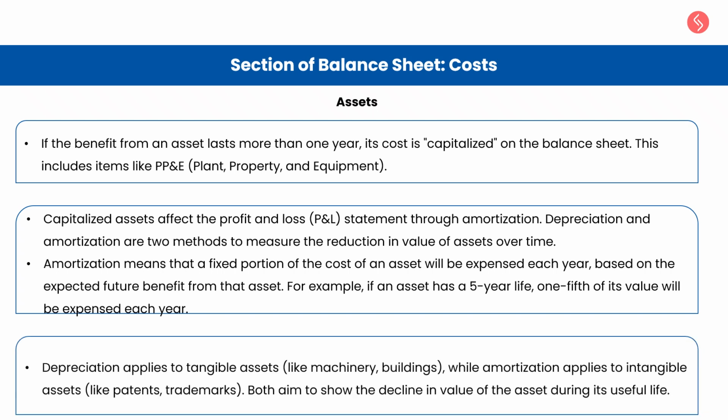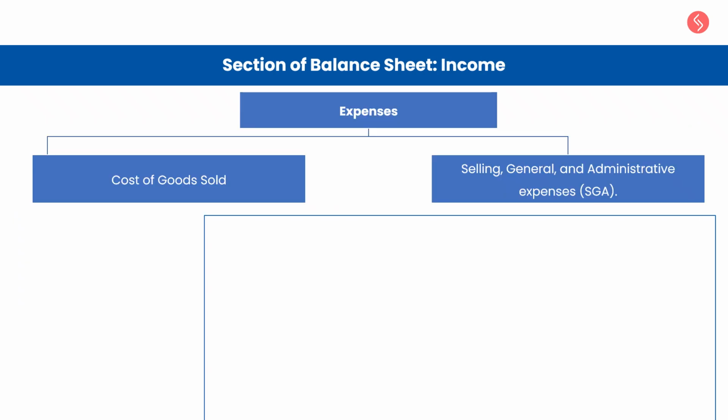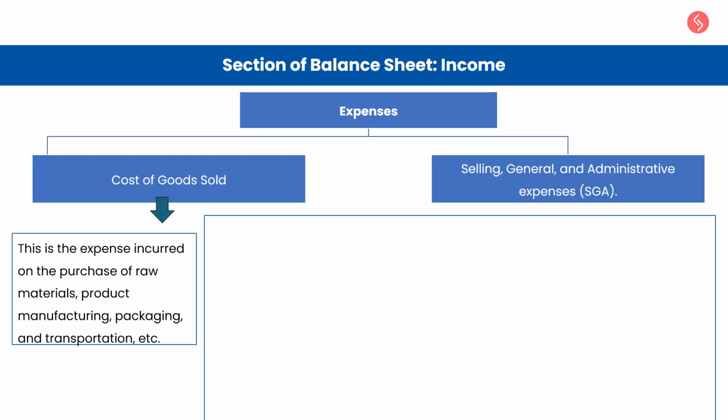Depreciation applies to tangible assets like machinery, buildings, while amortization applies to intangible assets like patents, trademarks. Both aim to show the decline in value of the asset during its useful life. An important part of expense is cost of goods sold. This is the expense incurred on the purchase of raw materials, product manufacturing, packaging, and transportation, etc.